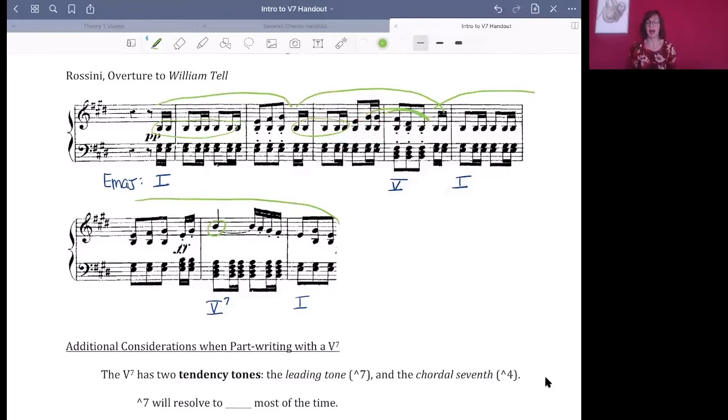Now, a lot of that has to do with the construction of the 5/7 and what scale degrees are at play.